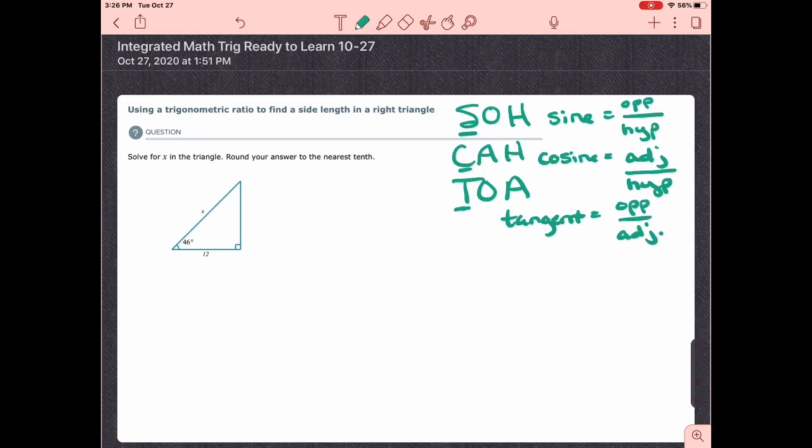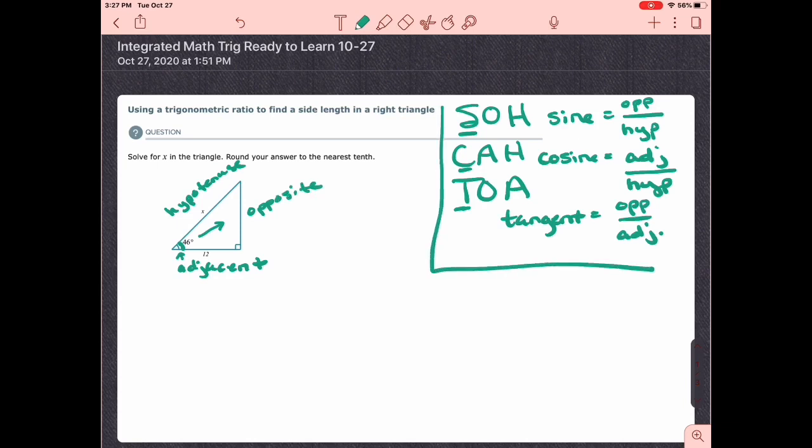So we're looking at a triangle and we have an angle and it is 46 degrees. And we have a hypotenuse, and we have a leg, and this leg happens to be adjacent to the angle. It's touching the angle that we know. And so across from the angle we know is the opposite side. So that's what all this over here is talking about.